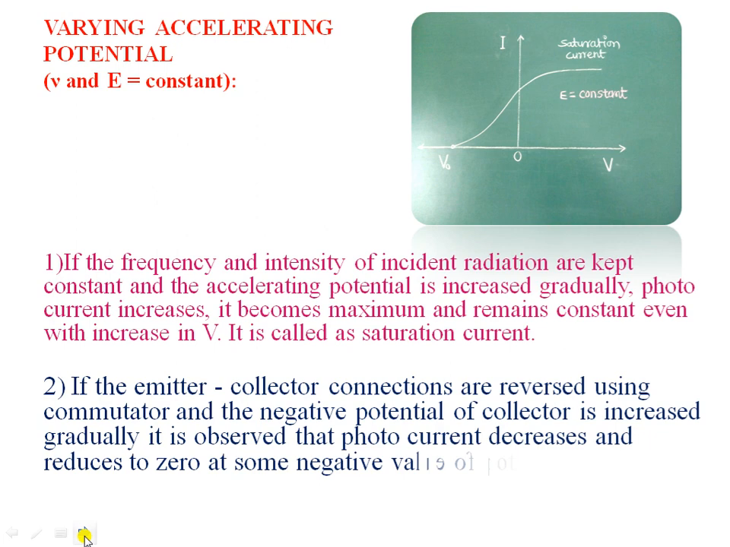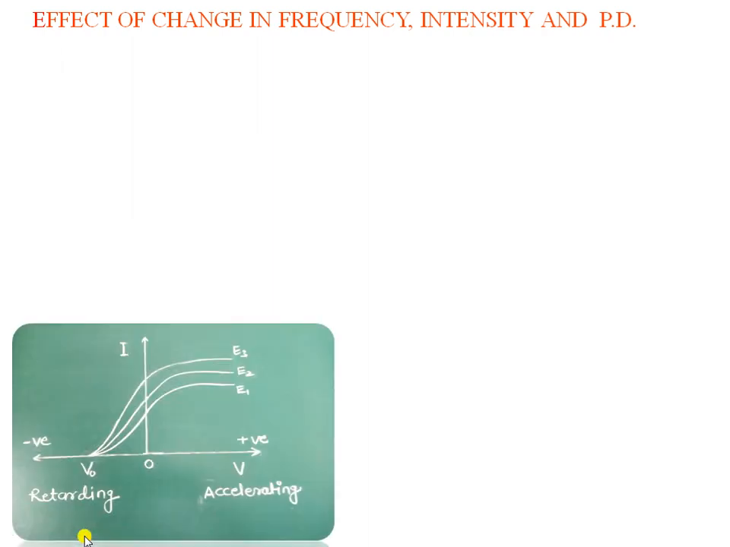The final part in this explanation of the experiment was the variation of different physical quantities again. So it was the effect of change in frequency, intensity and potential difference between emitter and collector. So we have to explain this like this.